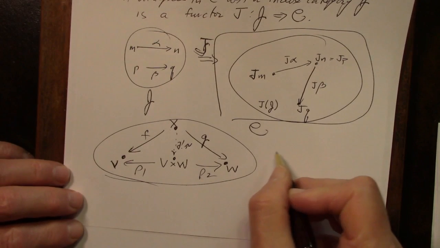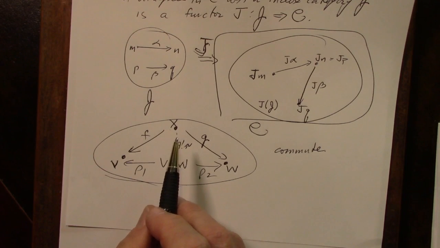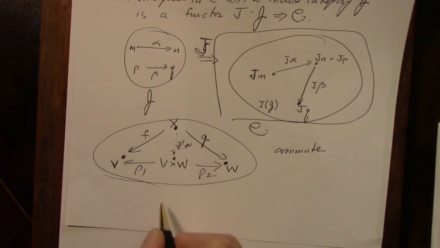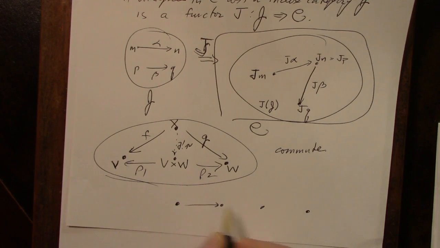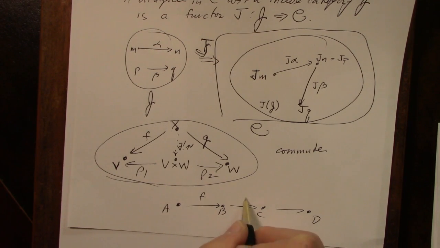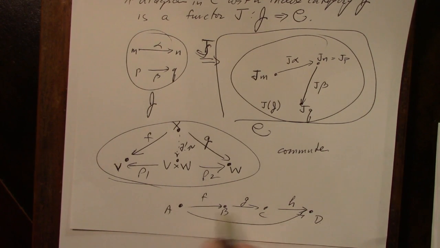A diagram is said to be commutative, or to commute, when all paths between two nodes produce the same morphism. So if we have a diagram, here's a bunch of nodes, and we have these arcs. Let's say this is A, B, C, D, with F, G, H. Then the directed path from A to D we think of as being labeled with the composition, H composed with G composed with F, like that.